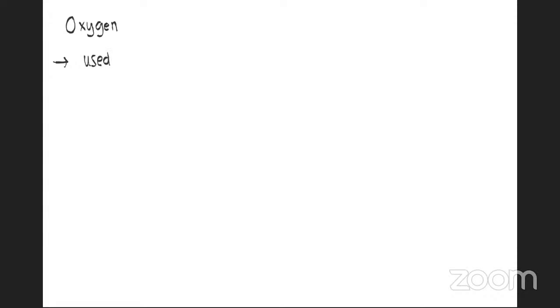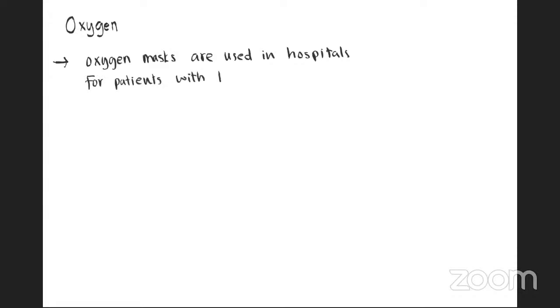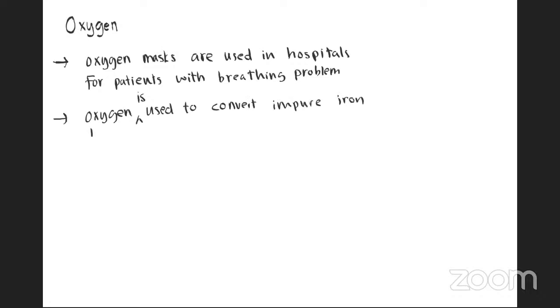Used oxygen mask. Hospitals for patients with breathing problems. And as for the next use, oxygen is used to convert impure iron from the blast furnace into steel. Okay, so oxygen is used to convert impure iron to steel. And I guess that's pretty much it.